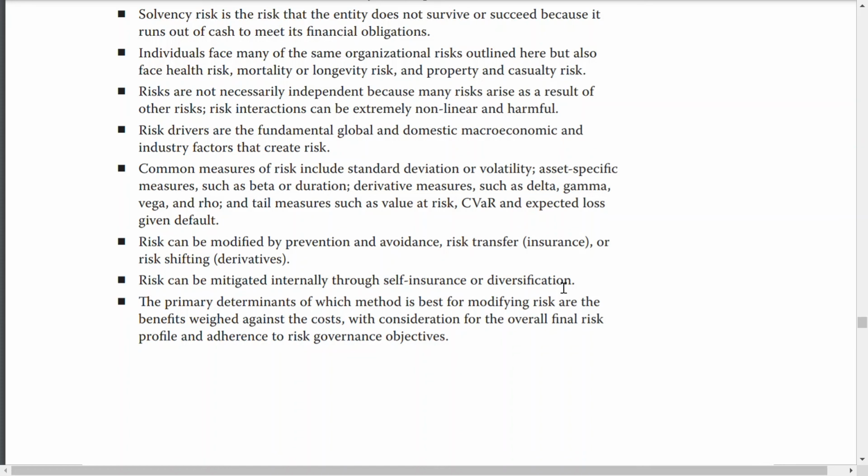Risk can be modified by prevention and avoidance, risk transfer and insurance, or risk shifting or derivatives. Risk can be mitigated internally through self-insurance and diversification. The primary determinants of which method is best for modifying risk are the benefit weighed against the cost, with considerations of overall final risk profile and adherence to risk governance objectives.